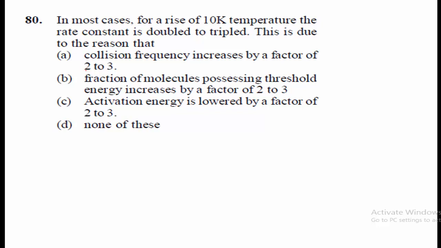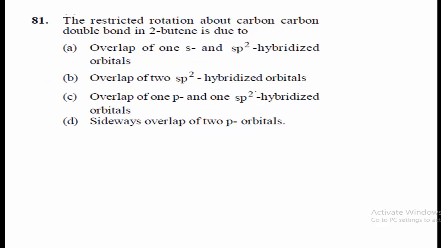In most cases, for a rise of 10 K temperature, the rate constant is doubled to tripled. This is due to the reason that option A, collision frequency increases by a factor of 2 to 3. B, fraction of molecules possessing threshold energy increases by a factor of 2 to 3. So we can say option B is the right one because threshold energy increases by factor of 2 to 3. Threshold energy means energy required to undergo effective collisions. Therefore it increases by 2 to 3 and hence the rate of reaction is also doubled or tripled. Therefore option B is the right answer.